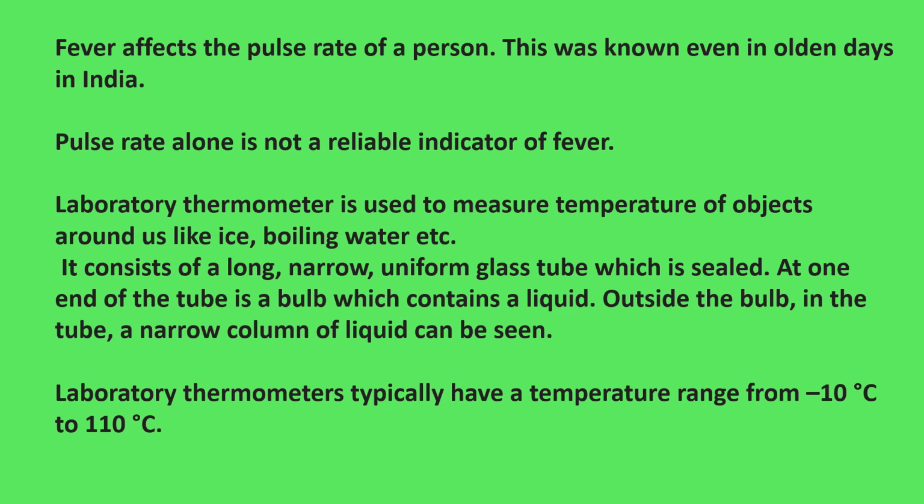Okay, what does it consist of? It consists of a long narrow uniform glass tube which is sealed. At one end of the tube is a bulb which contains a liquid. Outside the bulb, in the tube, a narrow column of liquid can be seen. So it consists of a long narrow glass tube which is sealed, and at one end the bulb is seen and the liquid is seen inside, right?